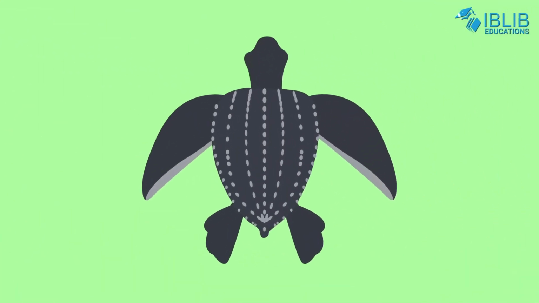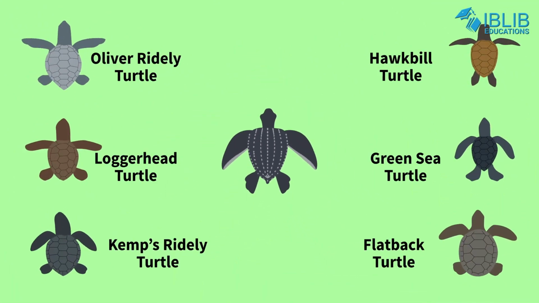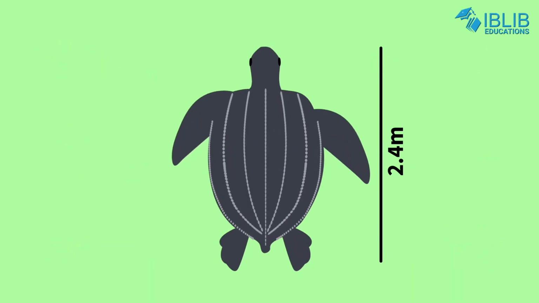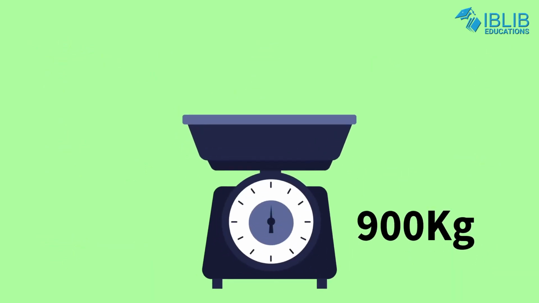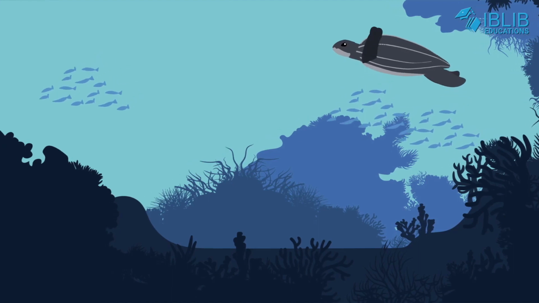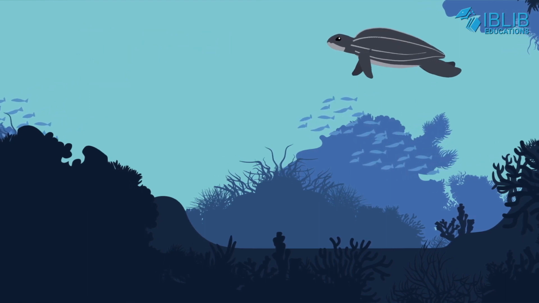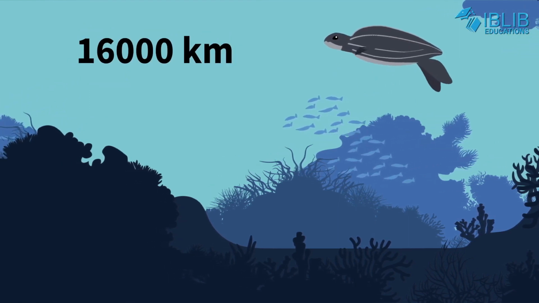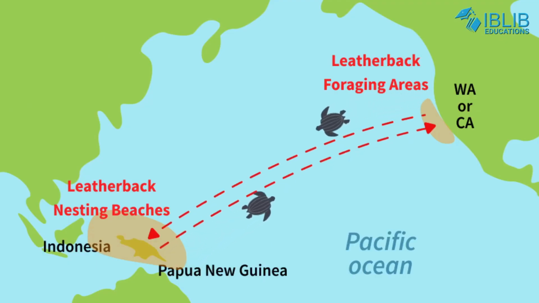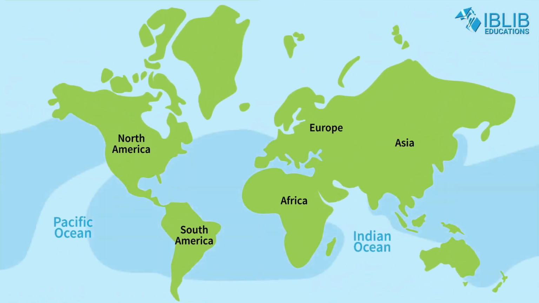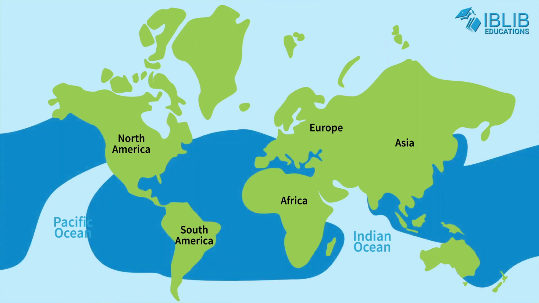Leatherback turtles are the largest marine turtles in the world, growing up to 2.4 meters in length and weighing up to 900 kilos. They are highly migratory and might swim 10,000 miles, that is 16,000 kilometers per year, between their nesting and foraging grounds. The leatherback sea turtle is found in temperate and tropical water around the world.